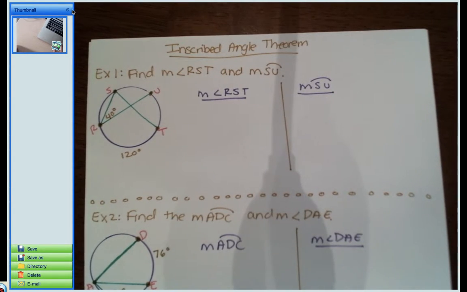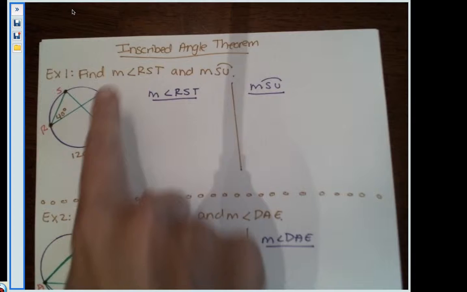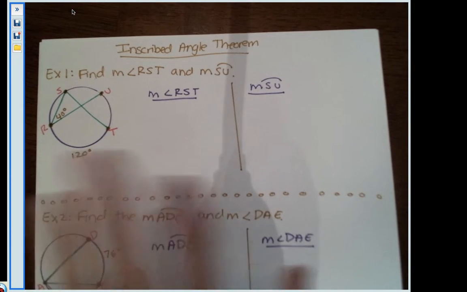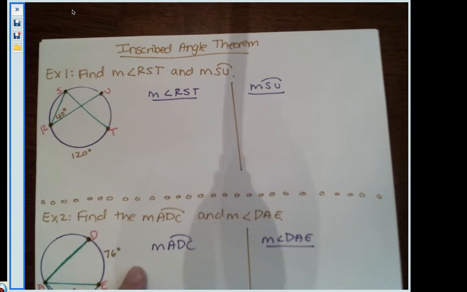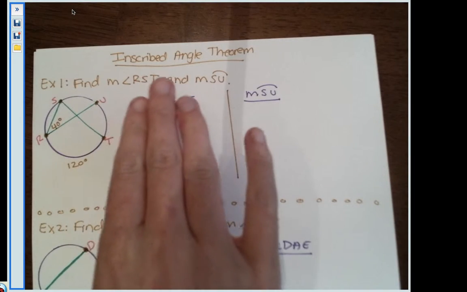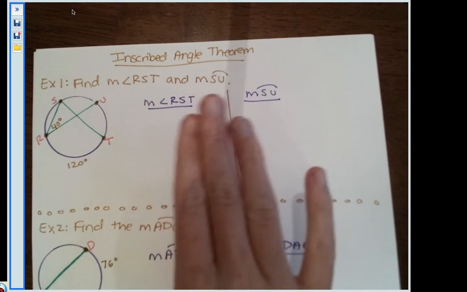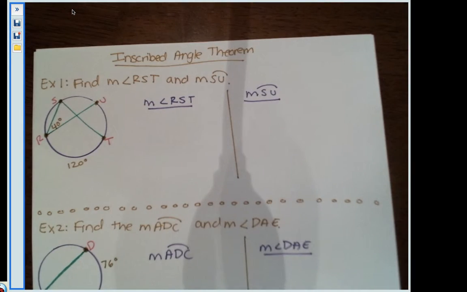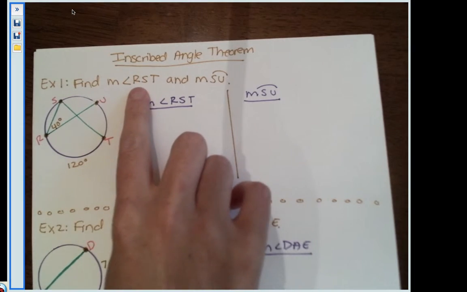Welcome back, folks. We're about to learn about some inscribed angle theorems and properties that will help us solve some awesome things inside of a circle. These first two example problems will involve the inscribed angle theorem. All right, this one says to find the measure of angle RST.